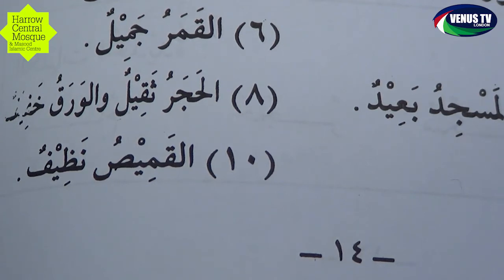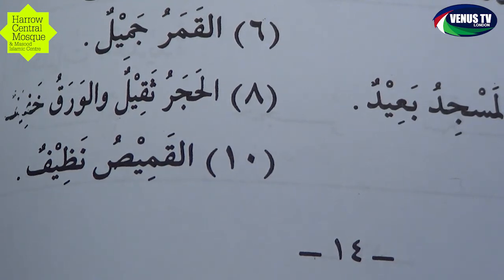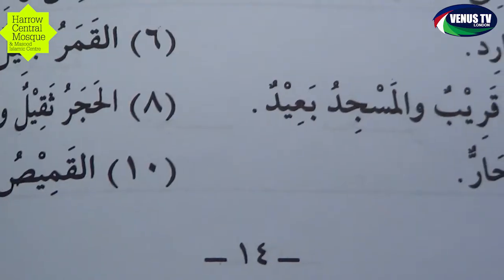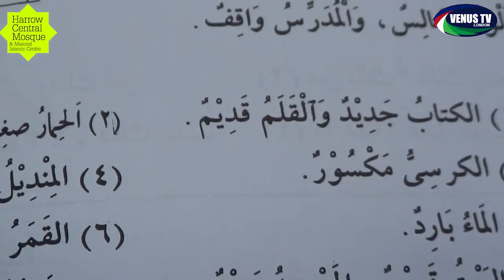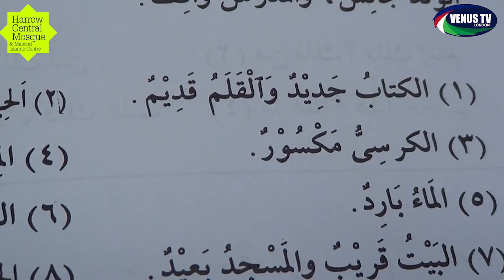Al-Qamisu. Okay, I just want to make sure everybody is understanding. So can we go back to number one again, please? Number one. Al-Kitabu jadidun wal-qalamu qadimun. The book is new and the pen is old.